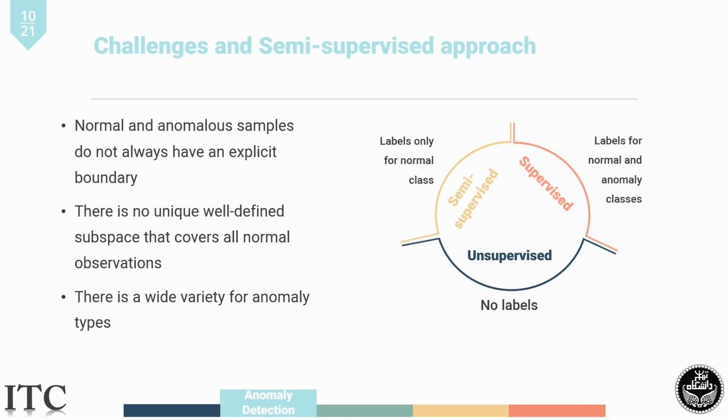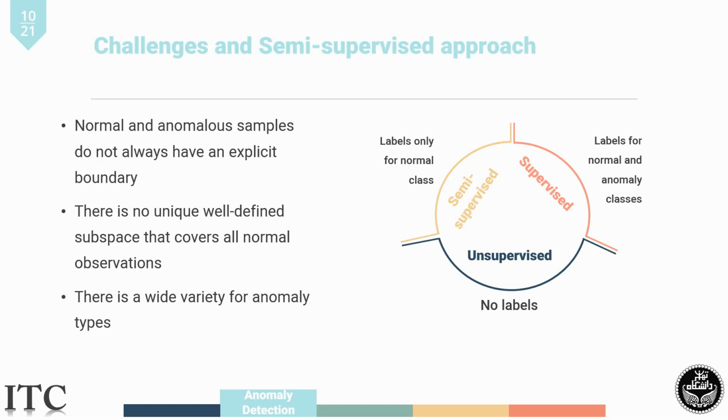In the picture, when we say labels, we mean labels in the training phase. As can be seen in this figure, anomaly detection methods can be put in three categories depending on the labels in the training set. For the nature of our work, we focus on semi-supervised anomaly detection.